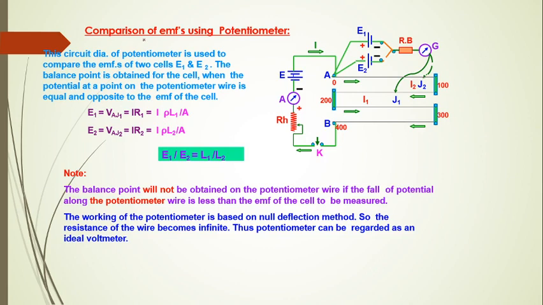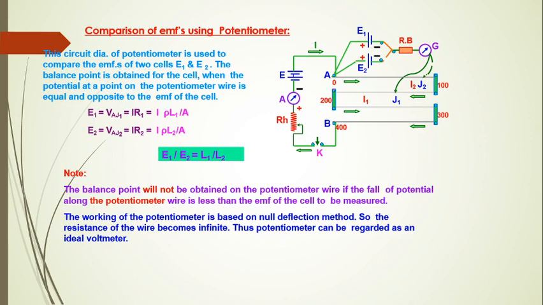So this is one application of a potentiometer: compare the EMF of the two cells E1 and E2. This is a simple circuit diagram. This is a two-way key. In this diagram, the potentiometer is used to compare the EMF of the two cells E1 and E2.